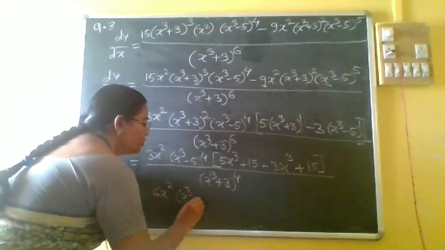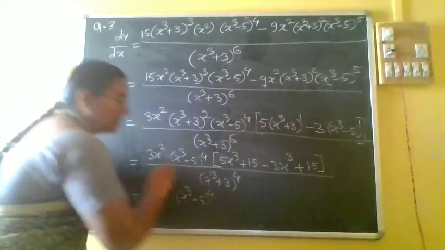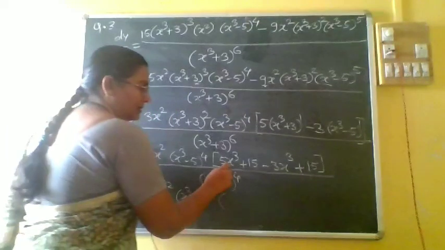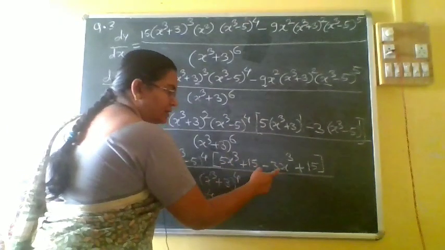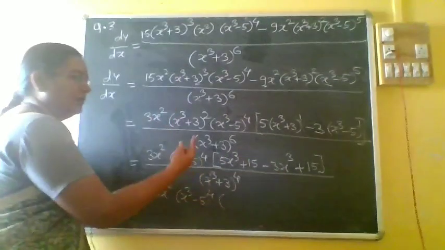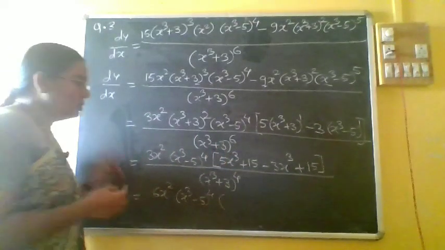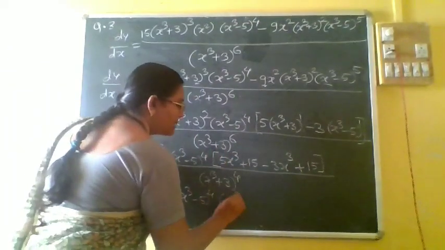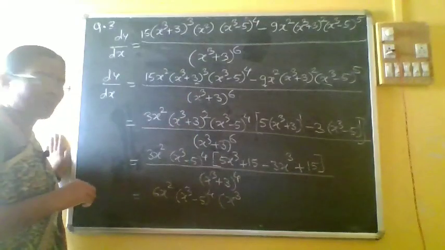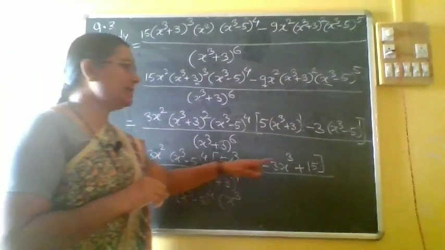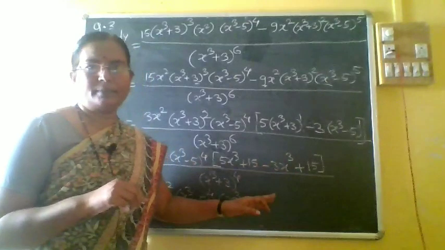This becomes x cube minus 5 bracket raised to 4. This becomes 5x cube minus 3x cube, that is 2x cube. From this 2x cube we have to take common 2. This becomes only x cube there. Plus 15, that is plus 30.